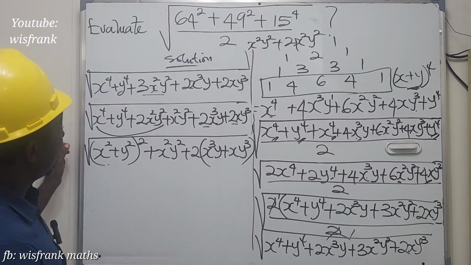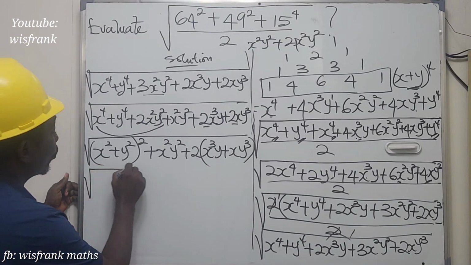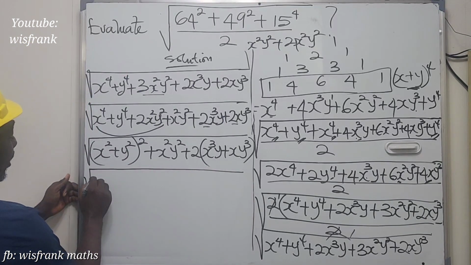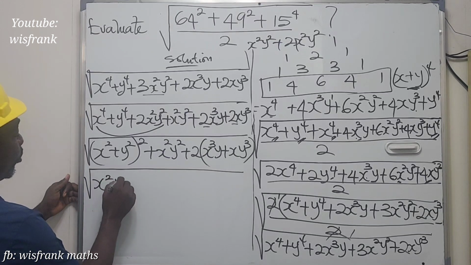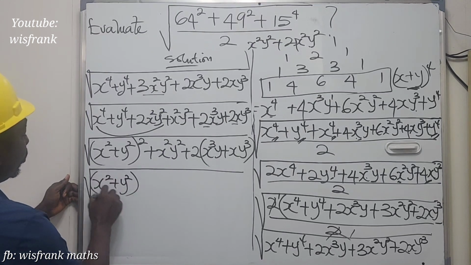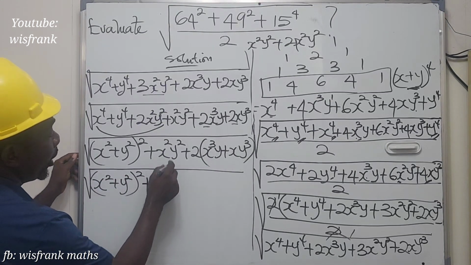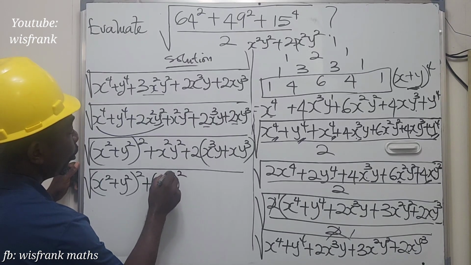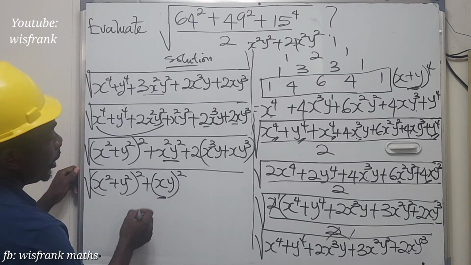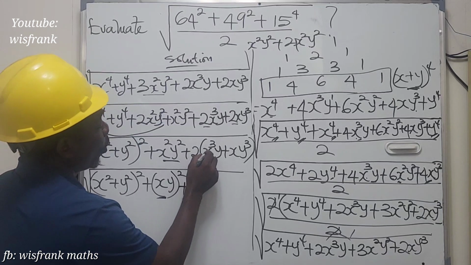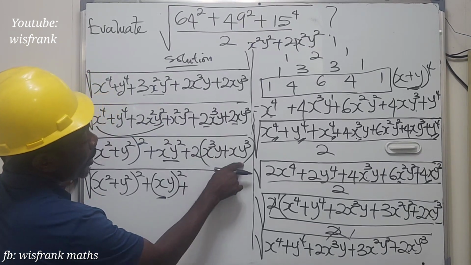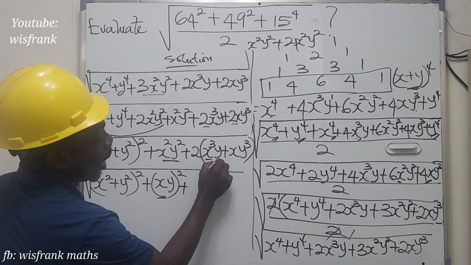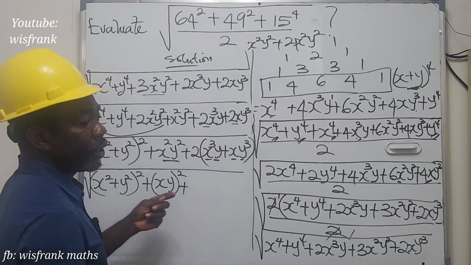So in this case, we have square root of, so we have here x to the power of 2 plus y to the power of 2, all to the power of 2, plus, here this will become x y all to the power of 2, because the whole of here will become this. So we have plus, we have here 2. So in this parenthesis, we have x and y, which is common.